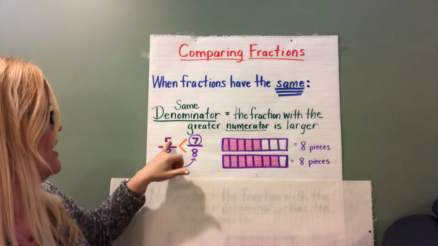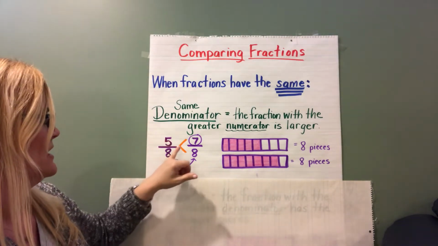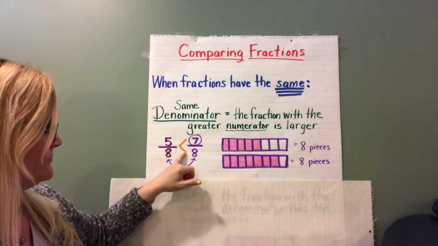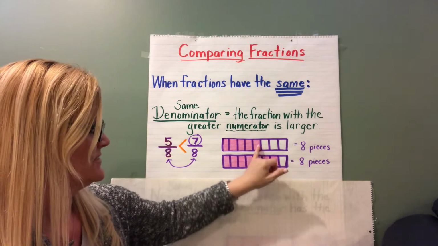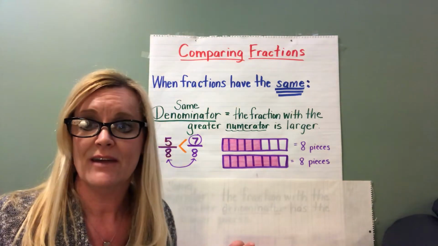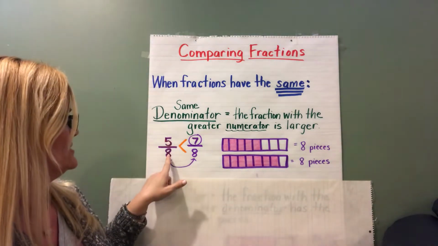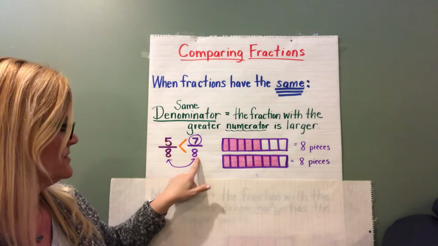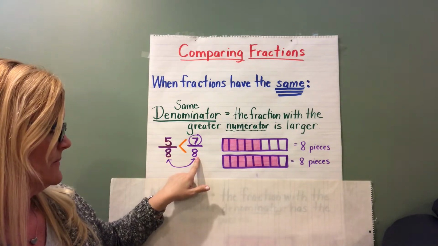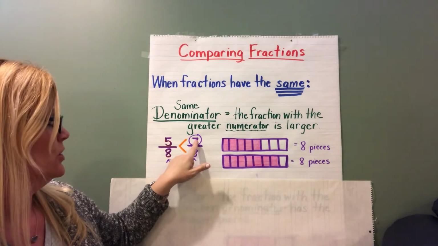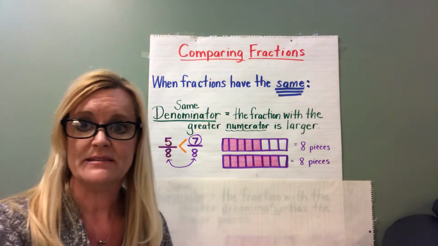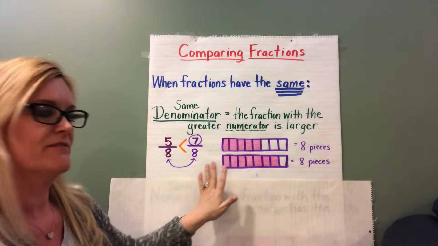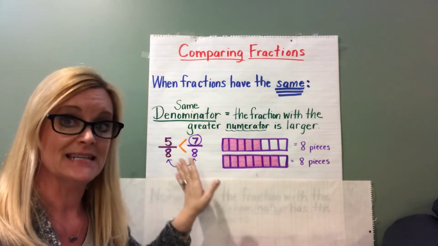So here, 5/8 is less than 7/8 because 7/8 has more pieces out of 8. So whenever the denominators are the same, you look for the bigger numerator because that has the higher number of pieces. So that's the little trick for when we have the same denominator.